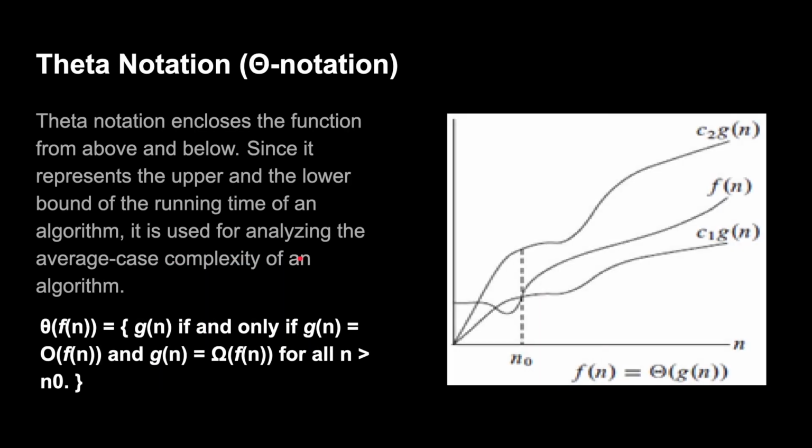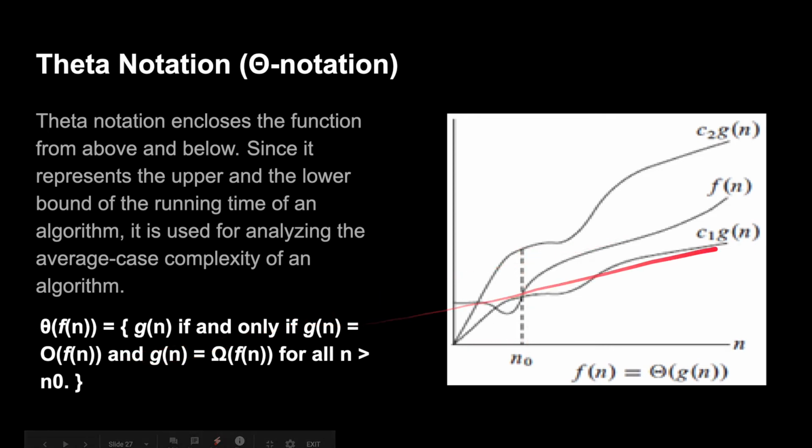Let's see it graphically. There is a function f of n over here, and there is a lower bound, c1 into g of n, and there is an upper bound, that is c2 of g of n, and in between that there is f of n. So f of n is called theta notation of g of n only when c1 and c2, both constants, are greater than 0 and n is greater than n naught.